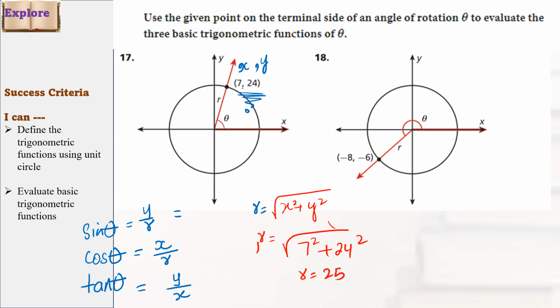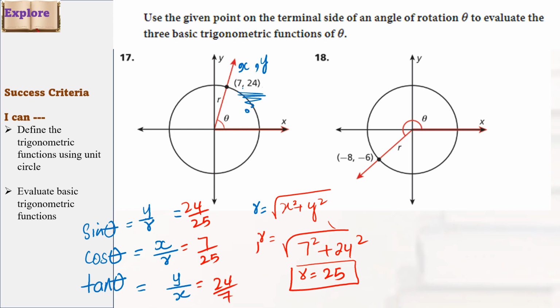Now replace all the values in your formulas. Y is 24, r is 25. X over r, x is 7, r is 25. Y over x, it means y is 24 and x is 7.